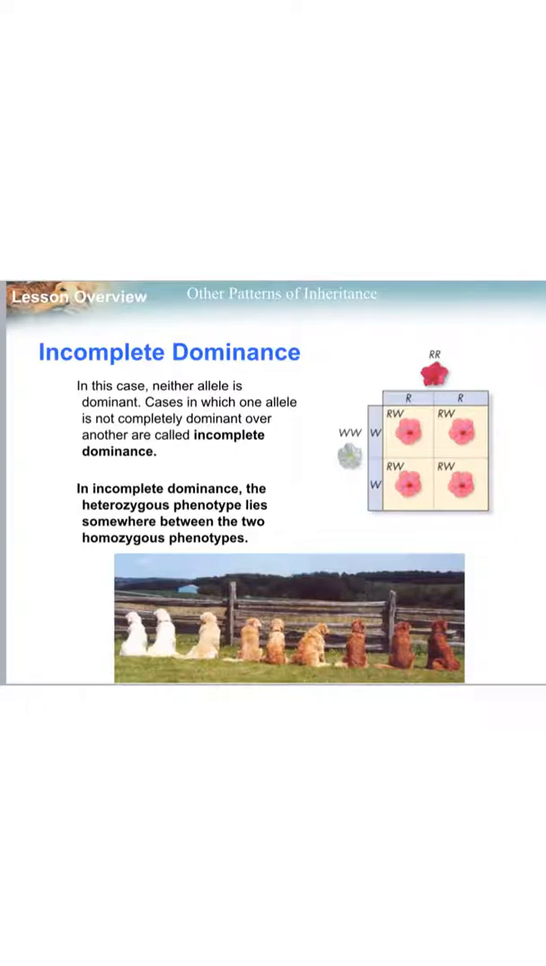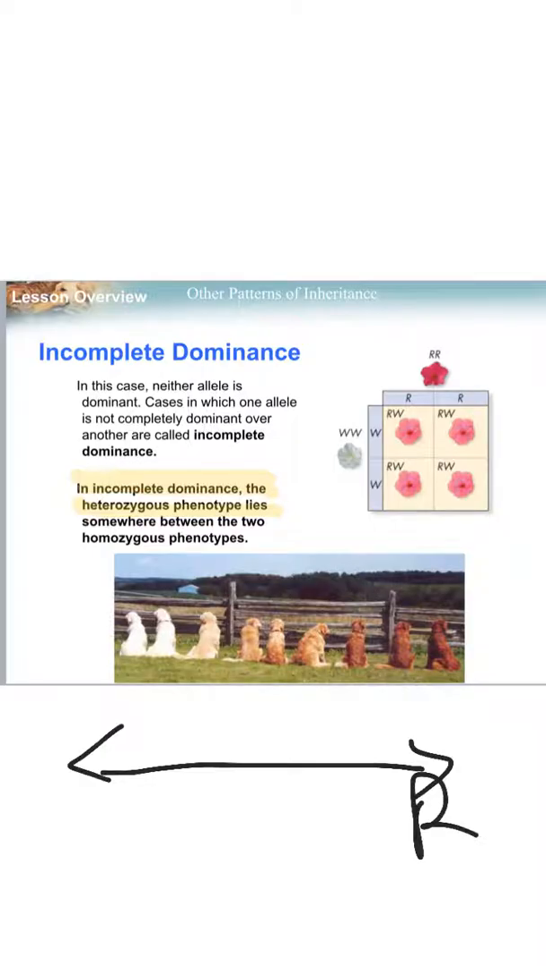So in incomplete dominance, the heterozygous phenotype lies somewhere between the two homozygous phenotypes. So you're basically going to have kind of like a range. On one end of the range, it's going to be, for example, red, and the other side of the range is going to be, for example, white. And then somewhere in between is going to lie that heterozygous combination.